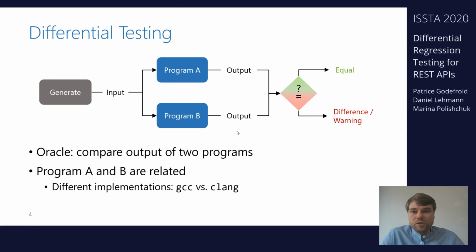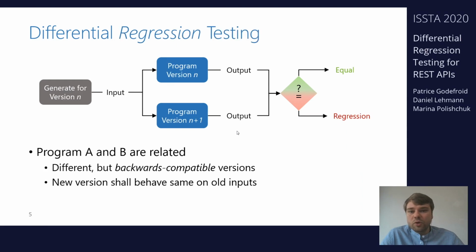Differential testing can also be used to find regressions in programs. Here the idea is that you don't test 2 different implementations against each other, but 2 different versions of the same program. You generate inputs for the old version of the program, and then you give them to both the old and the new version. The assumption is that the new program, if it's backwards compatible, should behave the same on those old or previous inputs. And if not, then you have potentially found a regression in the new version.